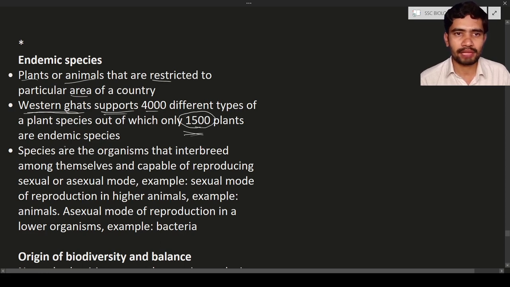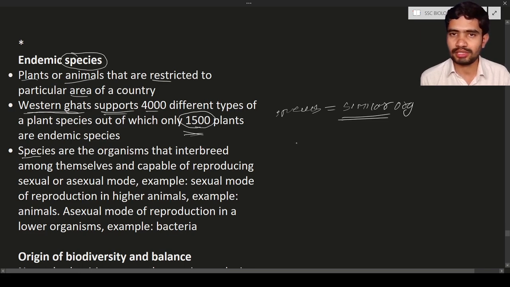Okay, that is about endemic species. Now, what does species mean? We are using the word species for the first time. What is meant by species? Species means a group of similar organisms. For example, human beings are Homo sapiens, we all are one species. Dogs are one species. Mango plants are one species. All rose plants are one species. Donkeys, one species. Buffaloes, one species, and so on.